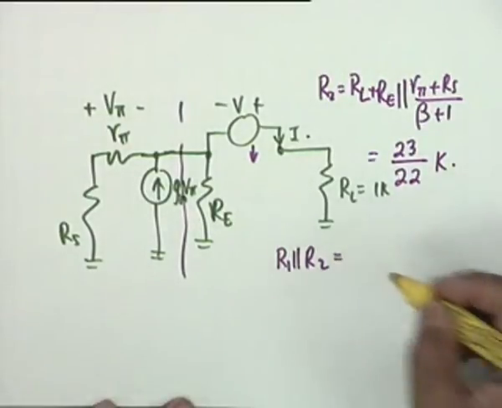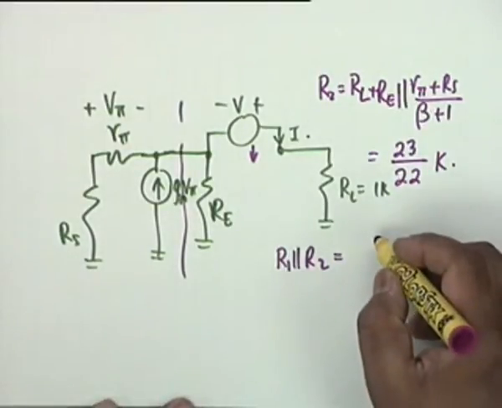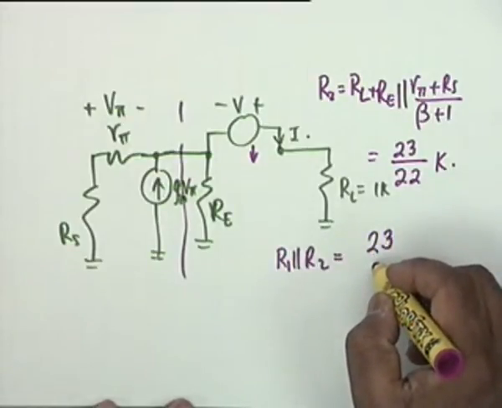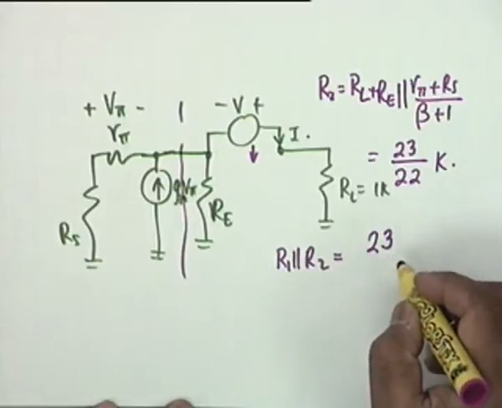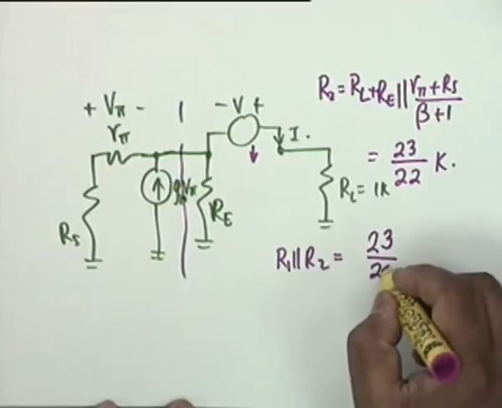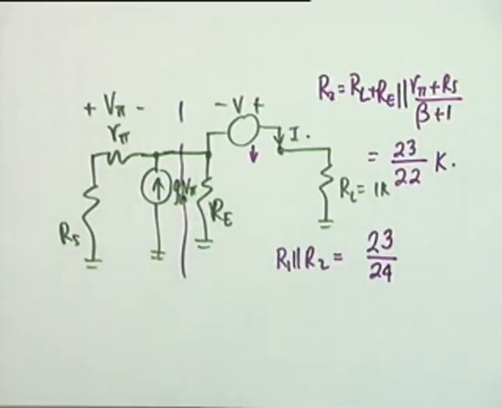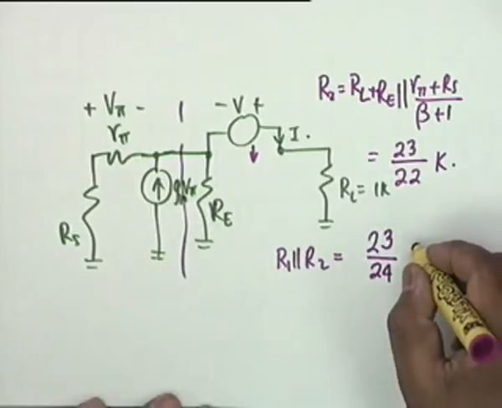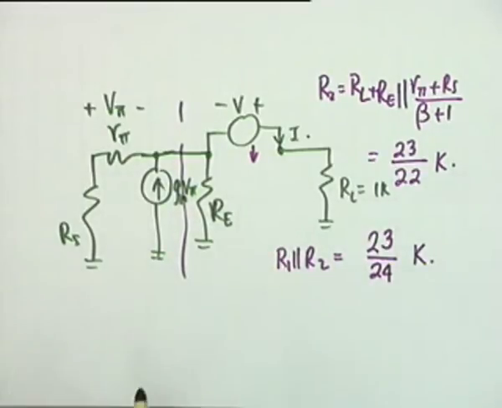Can you tell me how much is this? Is it 23 by 24 or 24 by 23? 23 by 24. Agreed? So much of K. We will require this later.